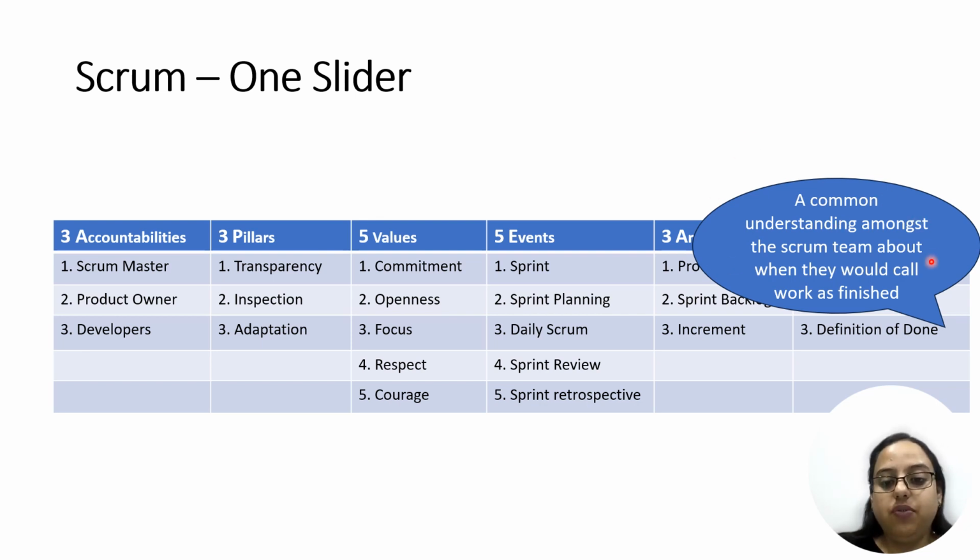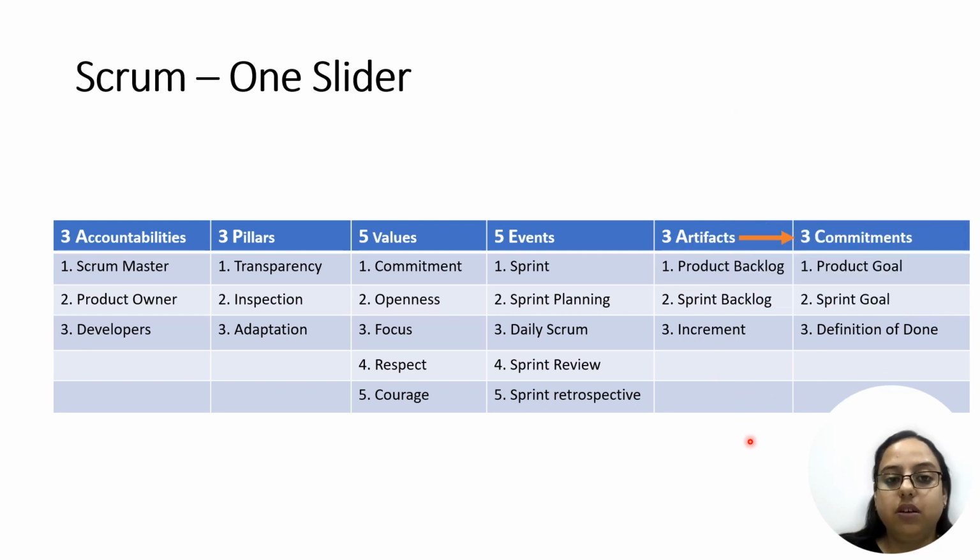The definition of done, which is a commitment for increment. The definition of done is a common understanding amongst the Scrum team about when they would call the work as finished. They lay down a criteria. They create this in form of a document, and that acts as an agreement at all times regarding what they will call something as done.